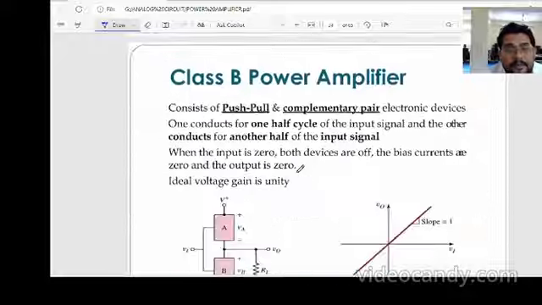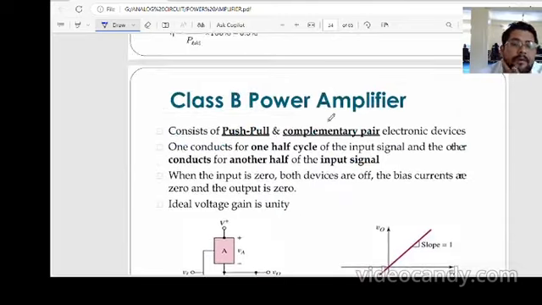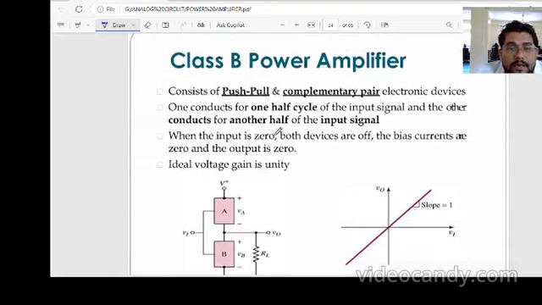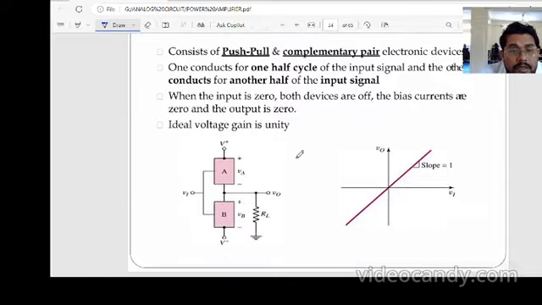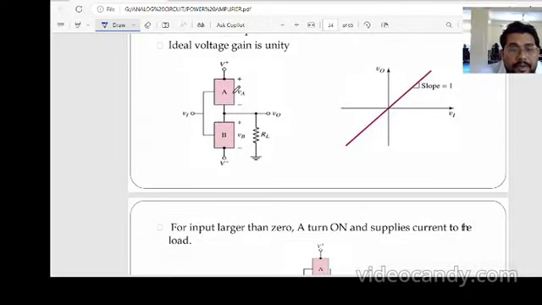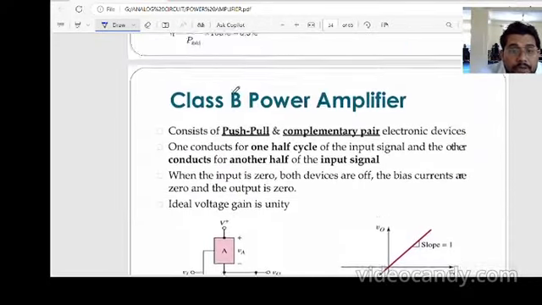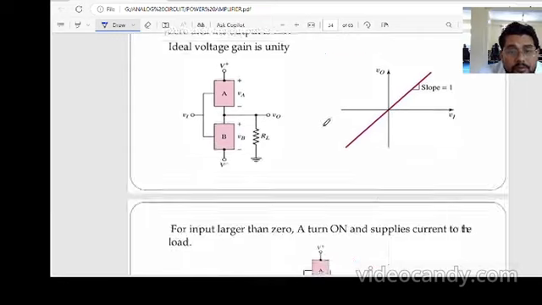So now we will see the class B power amplifier. It consists of a push-pull amplifier and complementary amplifier with electronic devices. One device conducts one half cycle and the other conducts the other half cycle of the input. When the input is 0, both devices are off, bias and current are 0, and output is 0. This is one transistor, and it consists of two transistor amplifiers.